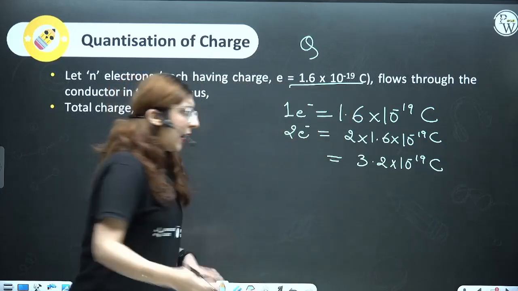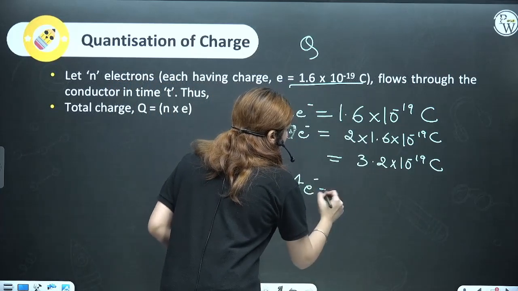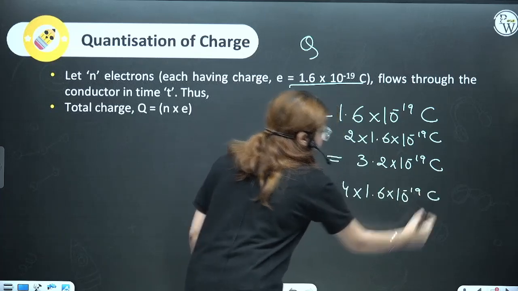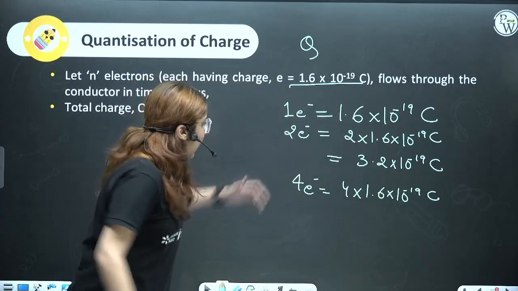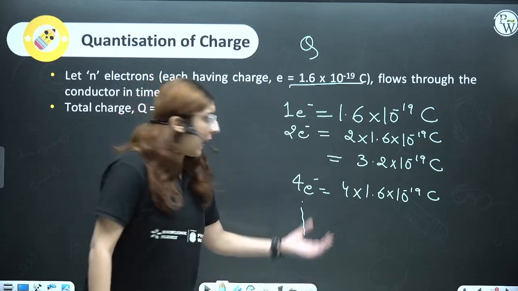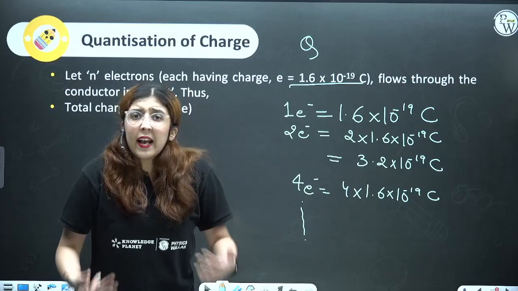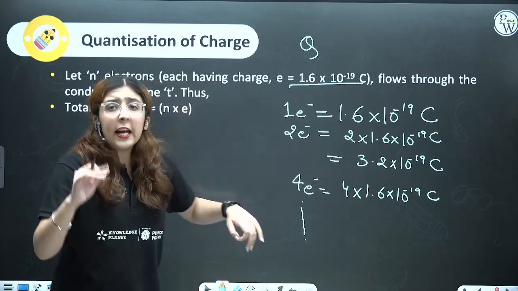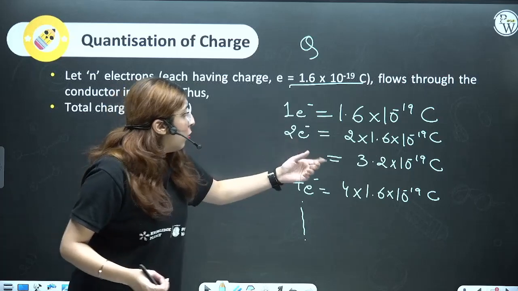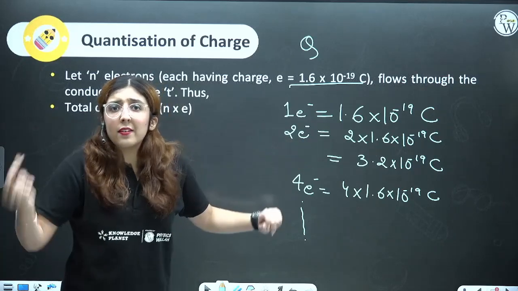Similarly for 4 electrons, 4 into 1.6 into 10 to the power minus 19 coulomb. This will go on. And if I ask you kids, in this particular scenario, can I get 3 into 10 to the power minus 19 coulomb? Can I get 2 into 10 to the power minus 19 coulomb?